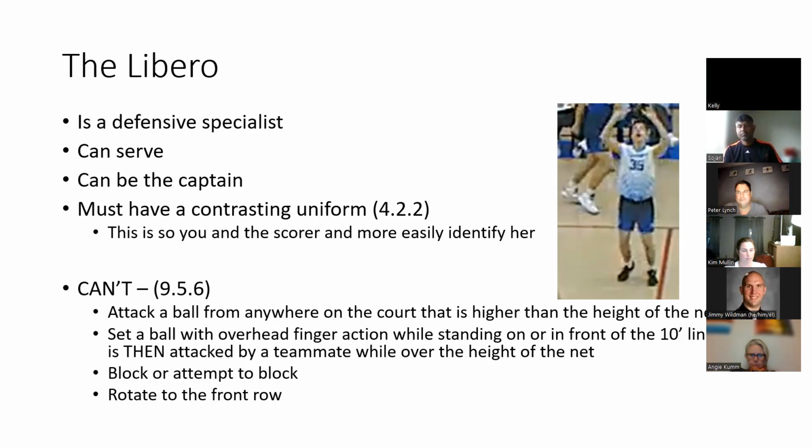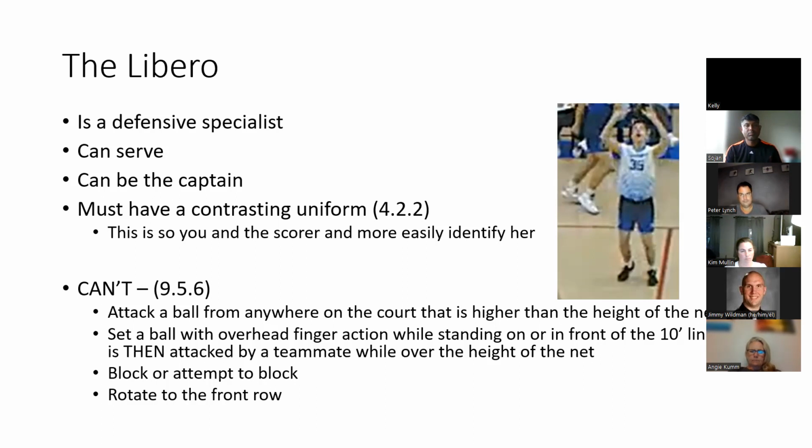Next, if the ball was attacked above the height of the net by a player, that would be an illegal attack, no matter who the other player is. It doesn't matter if that player is front row or back row. All that matters is that the libero, who is a back row player by definition, had their foot on the line, and they don't want the libero to set from there.